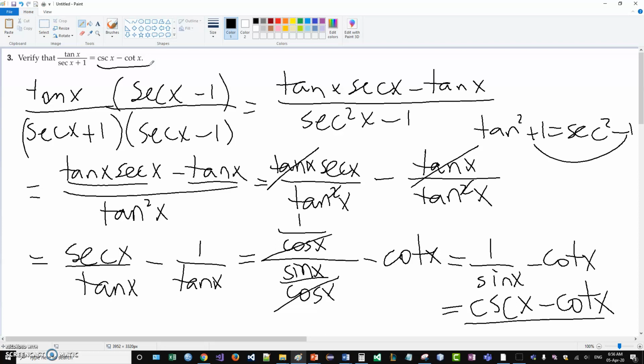Alright, so again we use the multiplication of the conjugate of the denominator to do this. Pause the video and try to do this yourself.